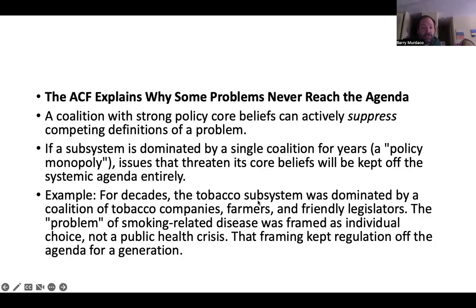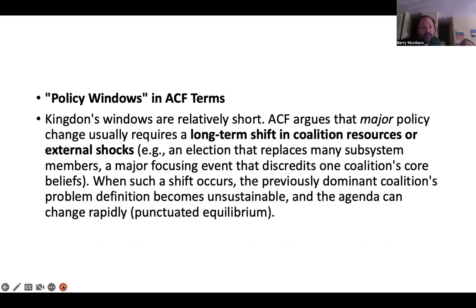Once again, they go back to the tobacco issue. For decades, the tobacco subsystem, or the tobacco policy area, was dominated by a coalition of tobacco companies, farmers, and friendly legislators. The problem of smoking-related disease was framed as an individual choice, not a public health crisis. That framing kept regulation off the agenda for a generation. Okay, but they pick very specific issues here, right? Broader issues like taxes, foreign policy, military spending, things like that aren't really explored here.